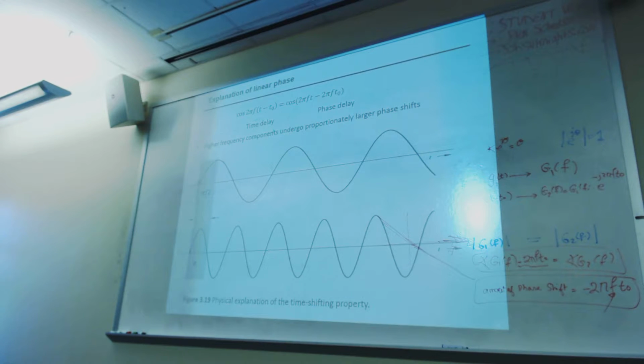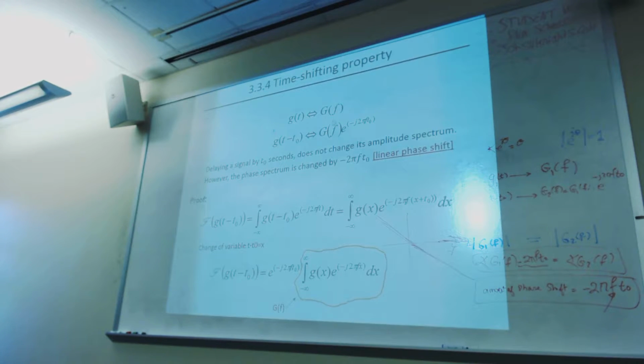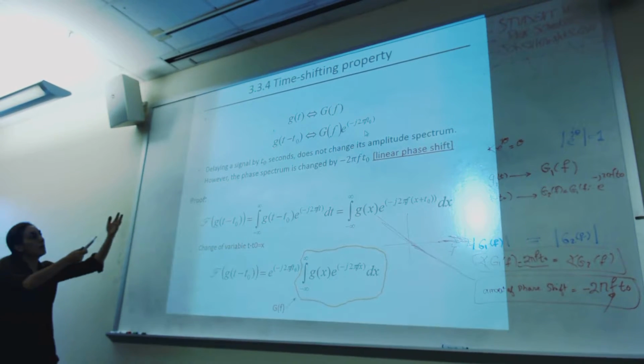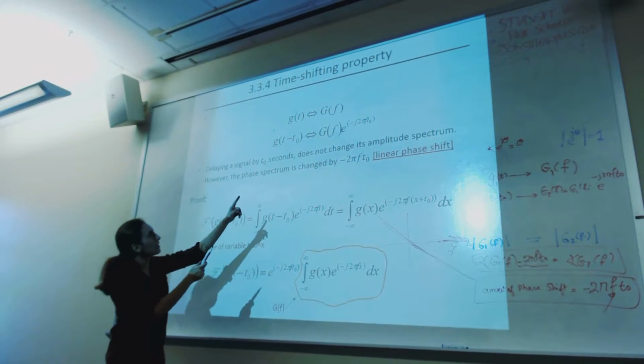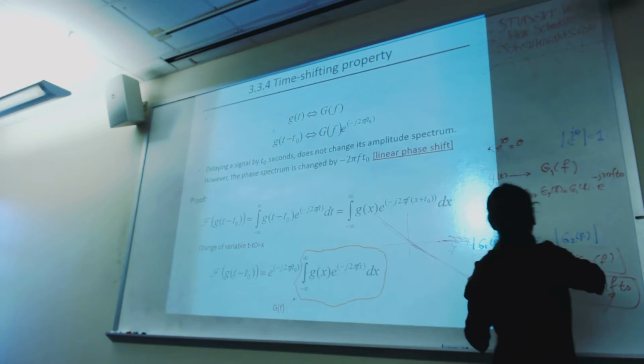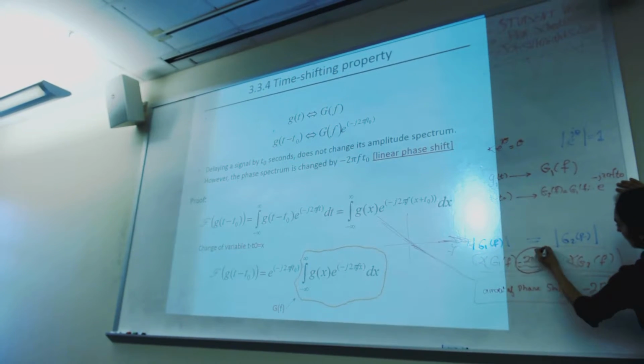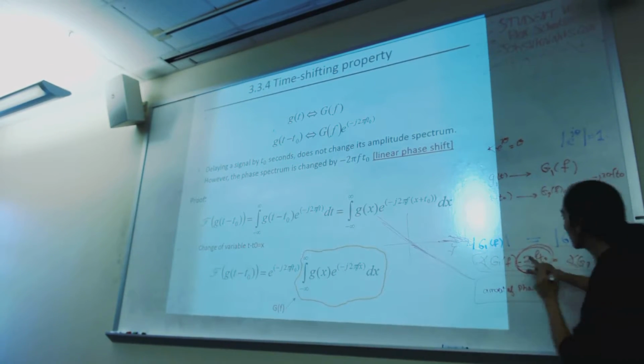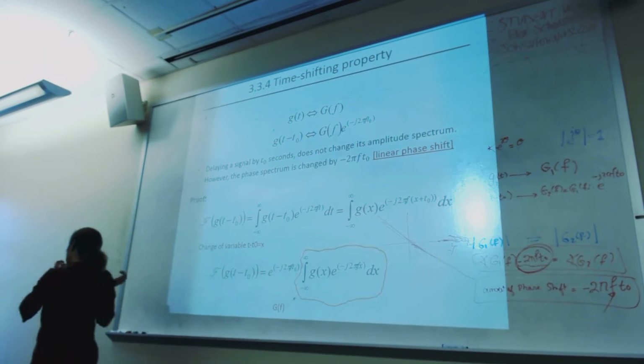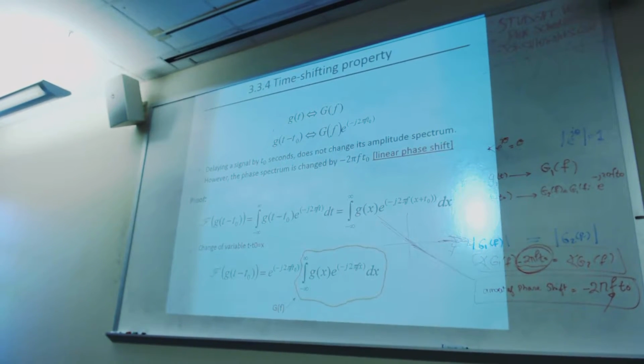Okay, so I just want you to take away one thing from this slide. First of all, when I shift the signal, I'm changing only the phase, and this is the formula. And the phase varies linearly because of this. If I look at e to the power of minus j 2 pi f t naught, the phase is a linear function of frequency. Okay. And this is called linear phase. If you remember that, it's good.